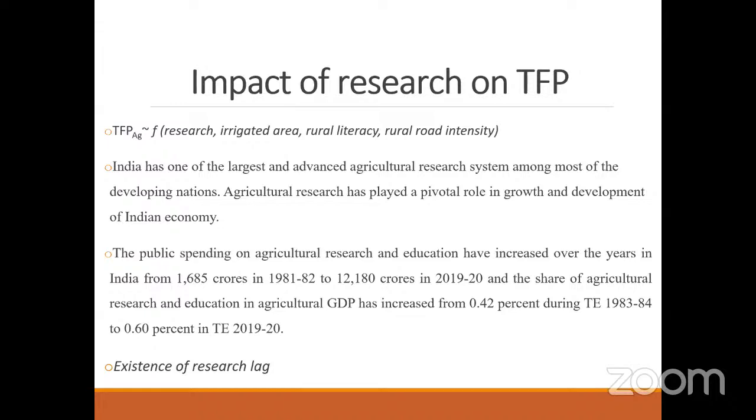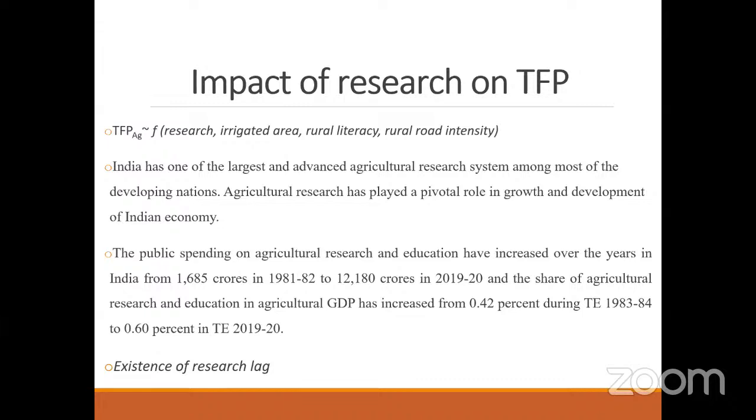India has one of the largest and most advanced agriculture research systems among developing nations. Agriculture research plays a vital role in the growth and development of the Indian economy. Public spending on agriculture research and education has increased over the years from 1,600 crores to 12,000 crores in 2019-20, and the share of agriculture research and education in agriculture GDP has also increased from 0.4% during 1983-1984 to 0.6% in recent years. So it is important to see the impact of research on agriculture productivity.